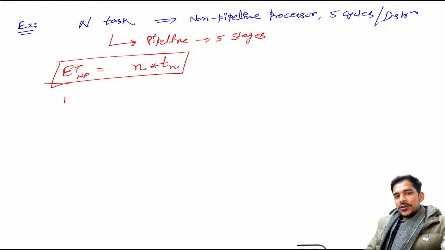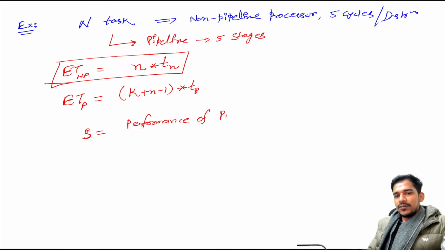And the execution time in pipelining will be simply k plus n minus 1 times the cycle time in the pipelining system. So from this we can find out the speedup of the pipelining system over the non-pipelining system. Speedup is nothing but the performance of the pipeline divided by the performance of the non-pipeline.